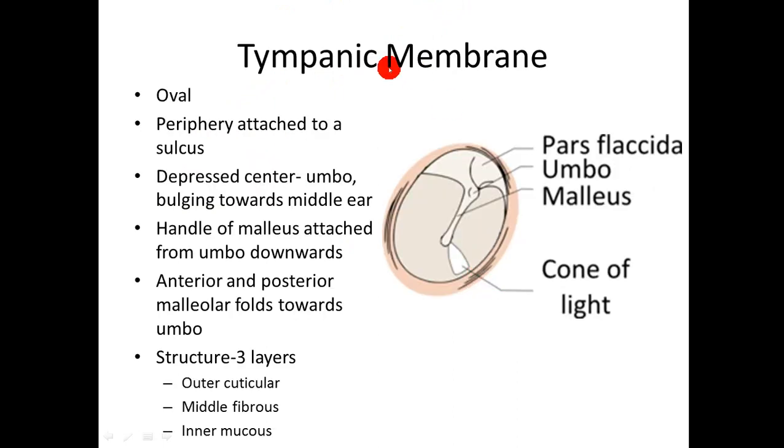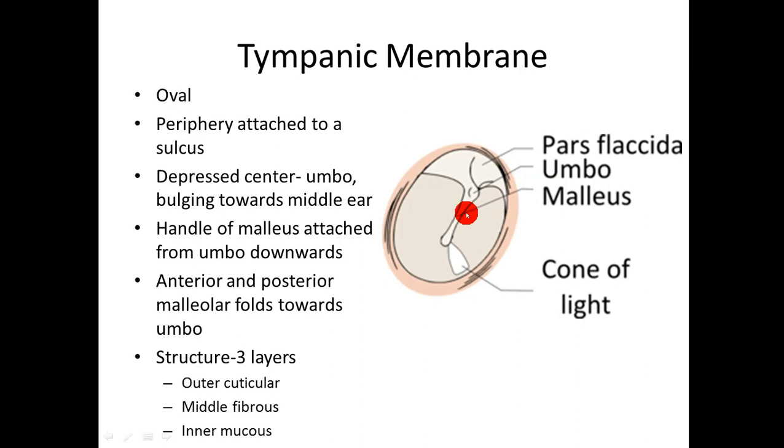Coming to the tympanic membrane, it is oval in shape, and it has got a tense portion, pars tensa, and pars flaccida, this here. And here is the handle of the malleus attached, and the most prominent part of the tympanic membrane is called the umbo. Most prominent.